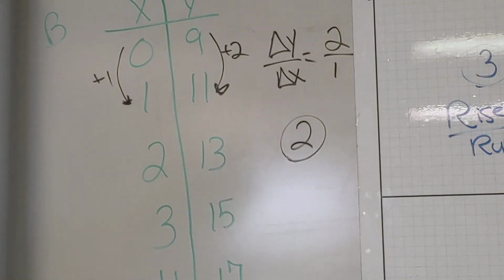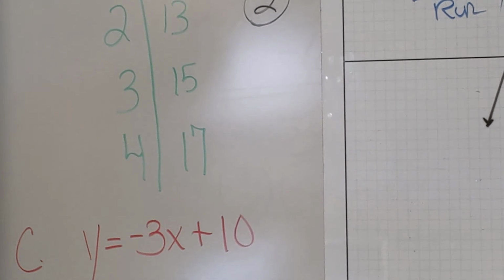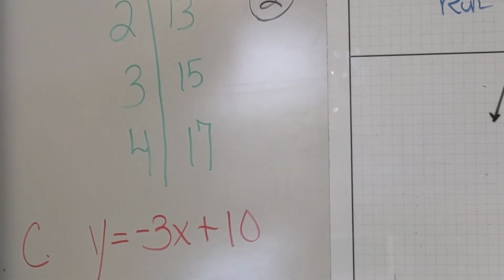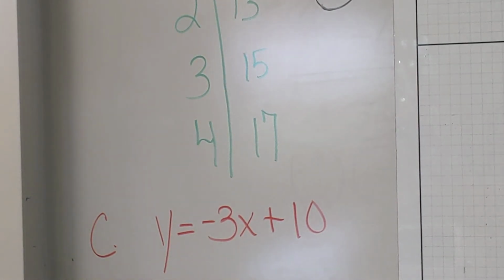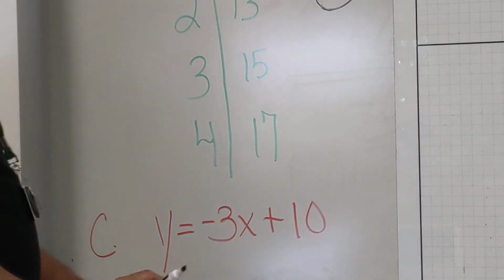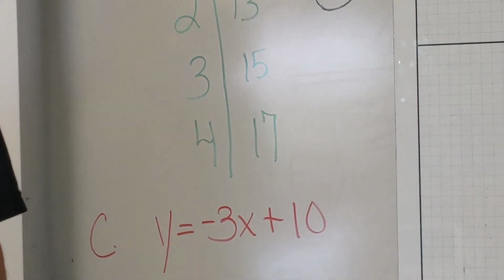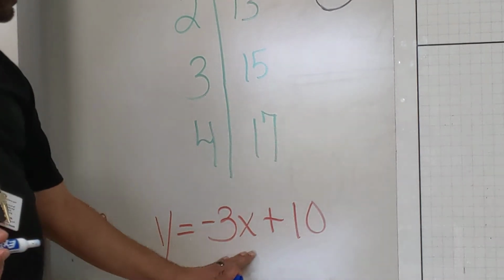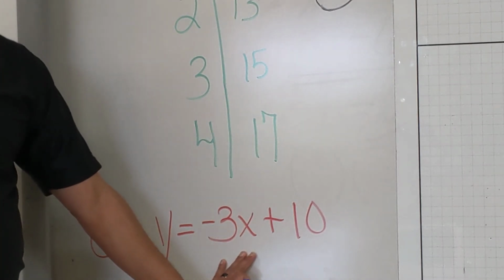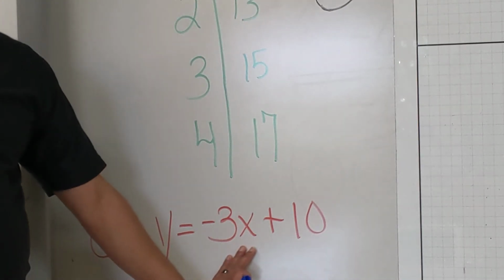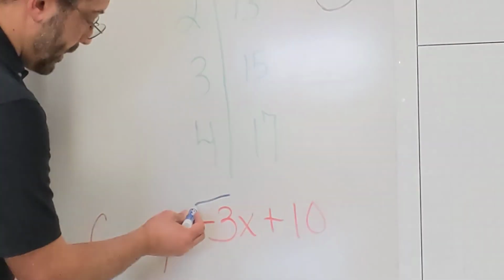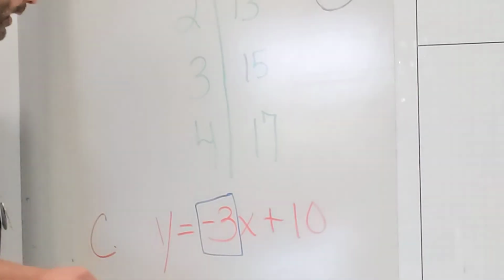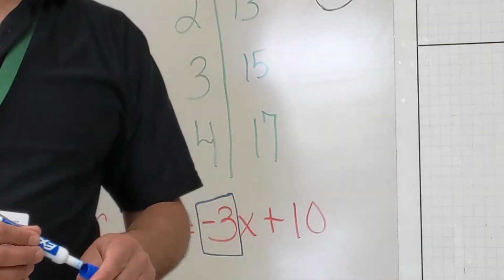Now, if I look down below here at C, C is y equals a negative 3x plus 10. When I'm looking for my rate of change or my slope in an equation, my rate of change is always the number that is with x. So it's always what we call the coefficient of x. So whatever number is the coefficient of x or paired with x is my rate of change. So in this particular function, for function C, my rate of change is negative 3.